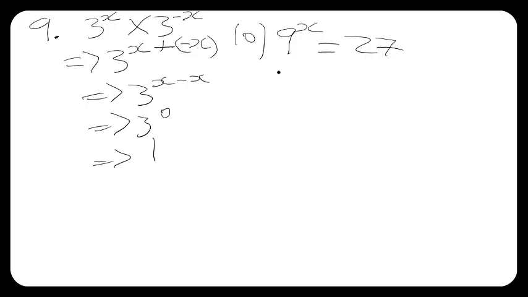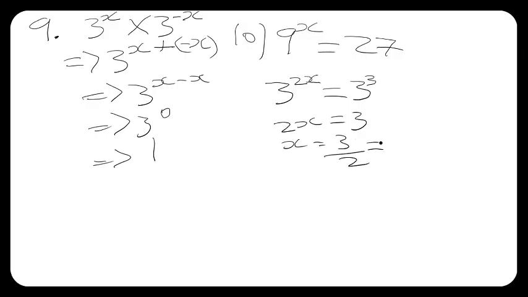So how do we do this? 9 is the same thing as what? 3 raised to power 2. Right? Then let's put the x. Then 27 is the same thing as what? 3 raised to power 3. Right? So from our law, 2x is equal to what? This one, 2x is equal to 3. So x is equal to what? 3 over 2.